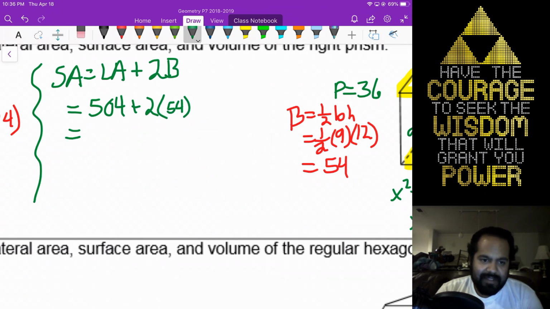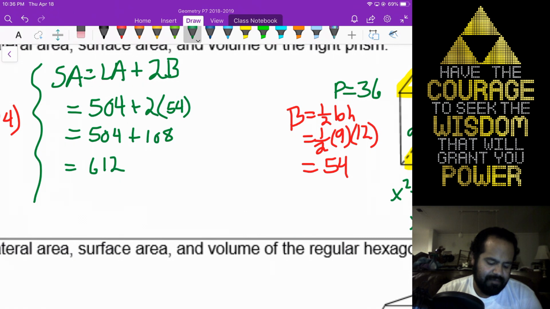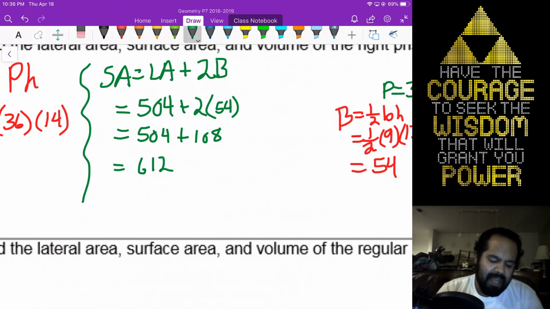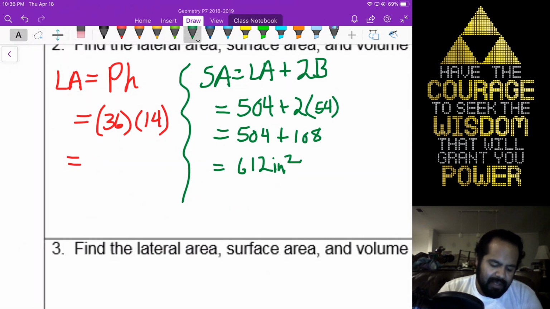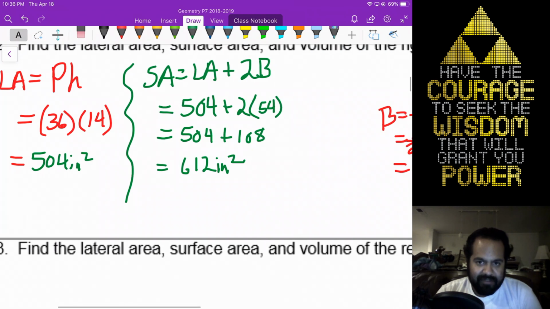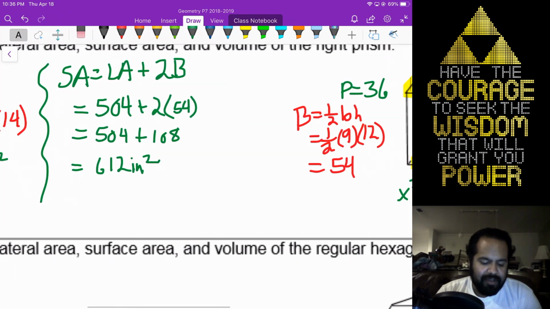Just on time, too. So then now we have 504 plus 108, 612. What are my units? Inches squared. Oh yeah, speaking of which, let's make sure that we establish this. You're going to do lateral area and surface area. Both of those are going to get you units squared. Your units have to be squared for both of those. When you get to volume, don't accidentally write squared, because remember, those units are going to be cubed now.